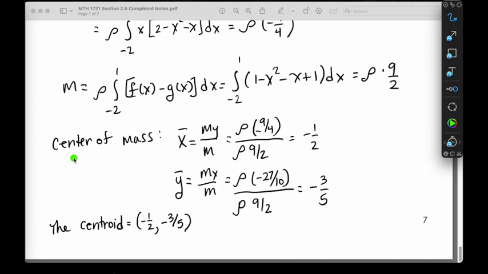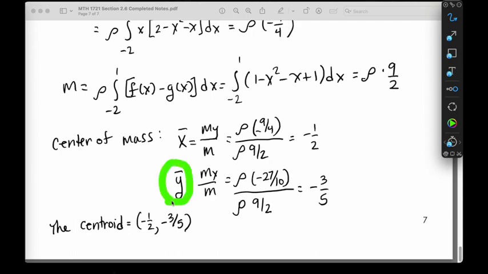So now to find the ordered pair for your center of mass. To find the x-coordinate, you take the moment about the y-axis divided by the total mass. So we're going to take rho times -9/4 and divide it by rho times 9/2, because this is the total mass that we just found. And when we do that, we get -1/2.